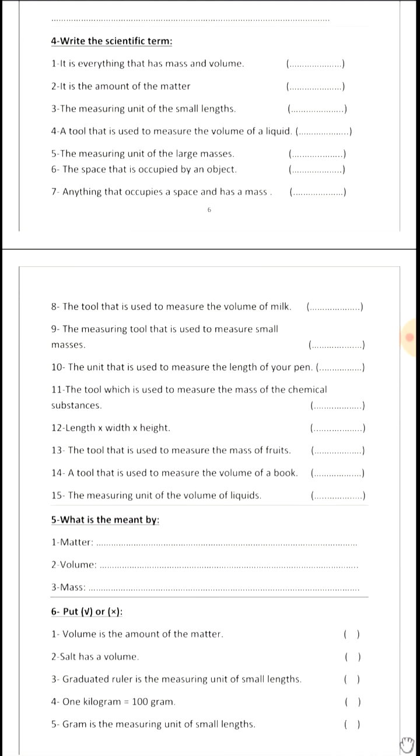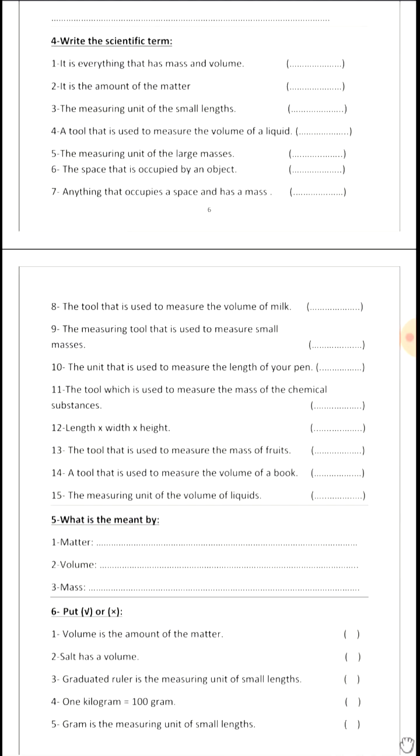Number 4. Write the scientific term. Number 1. It's everything that has mass and volume. Excellent. Matter. Number 2. It's the amount of matter. Mass. Mass is the amount of matter.